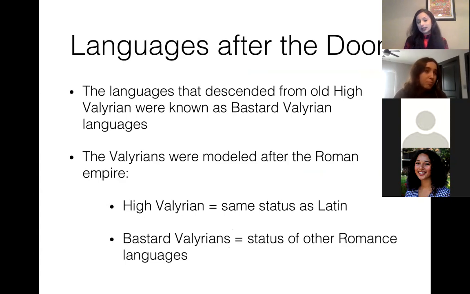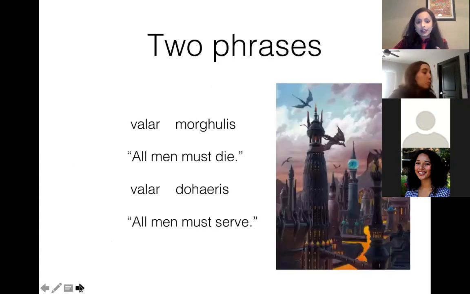So the languages that survived after the Doom of Valyria are called the Bastard Valyrian languages. So these were the lower class, low Valyrian, if you will, languages that survived. It was called Bastard Valyrian. The difference between the two: High Valyrian had the same status as Latin, very similar and modeled on what happened in the Roman Empire. And Bastard Valyrian was the same as the status of other Romance languages like Italian and French, as opposed to Latin at that age. So that was how High Valyrian and Bastard Valyrian were modeled.